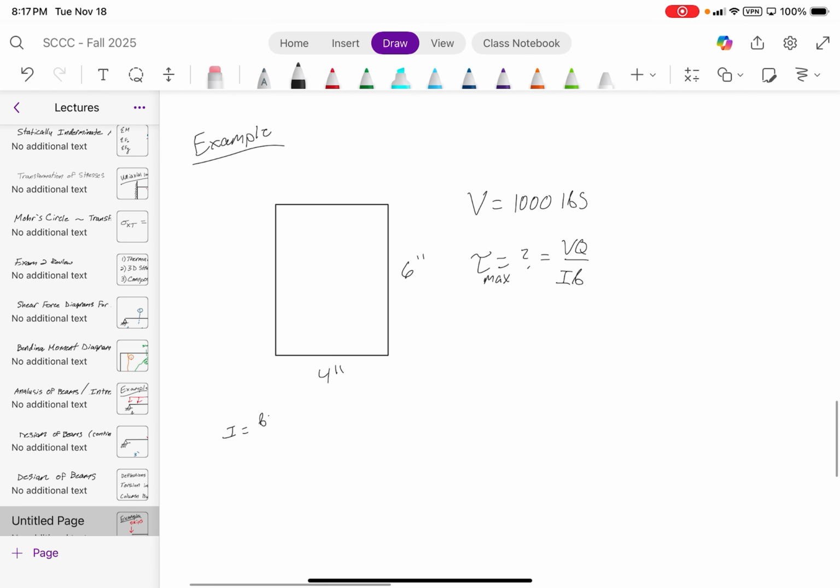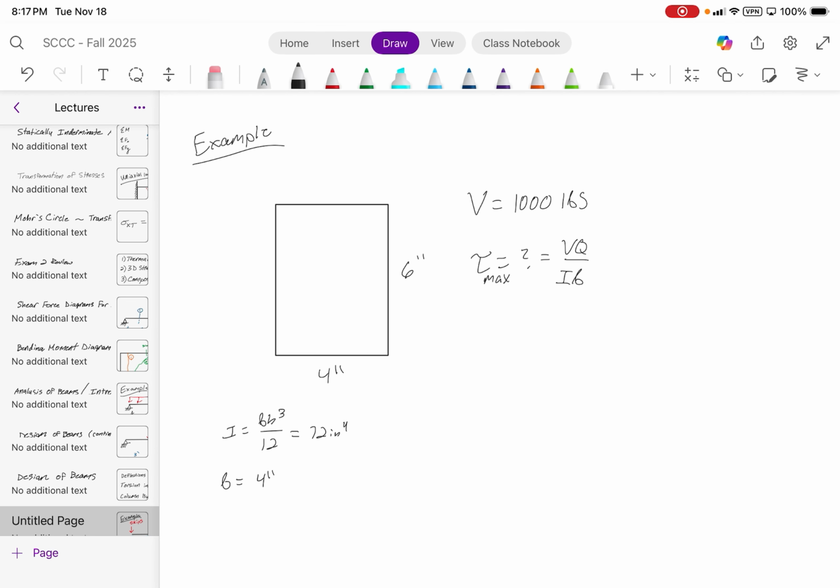I is BH cubed divided by 12. What did we get for this? 72 inches to the fourth. Is that what everyone else got? Good. What is B going to be? It's the width at the point of interest, right? So is it 4 inches? All right. Now, what is Q?